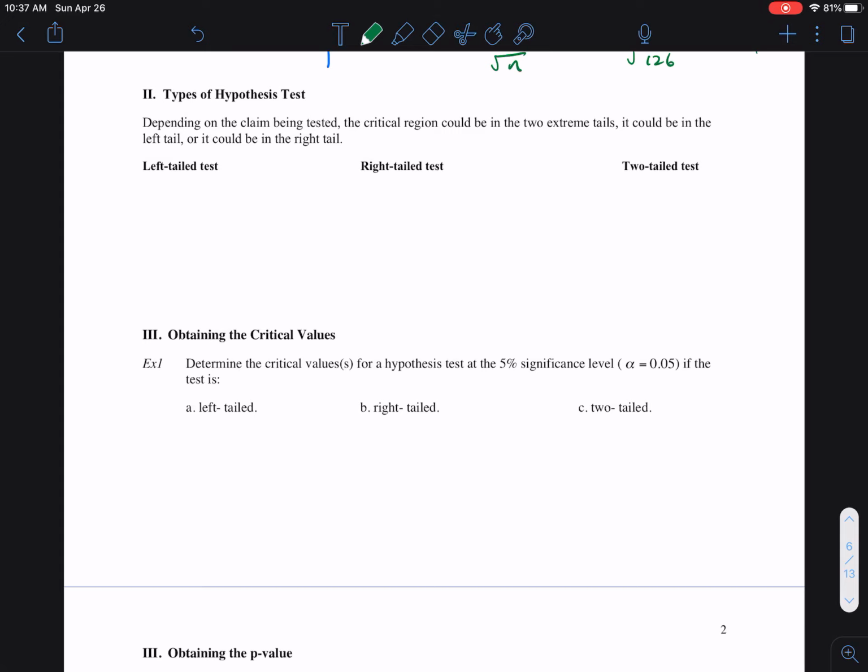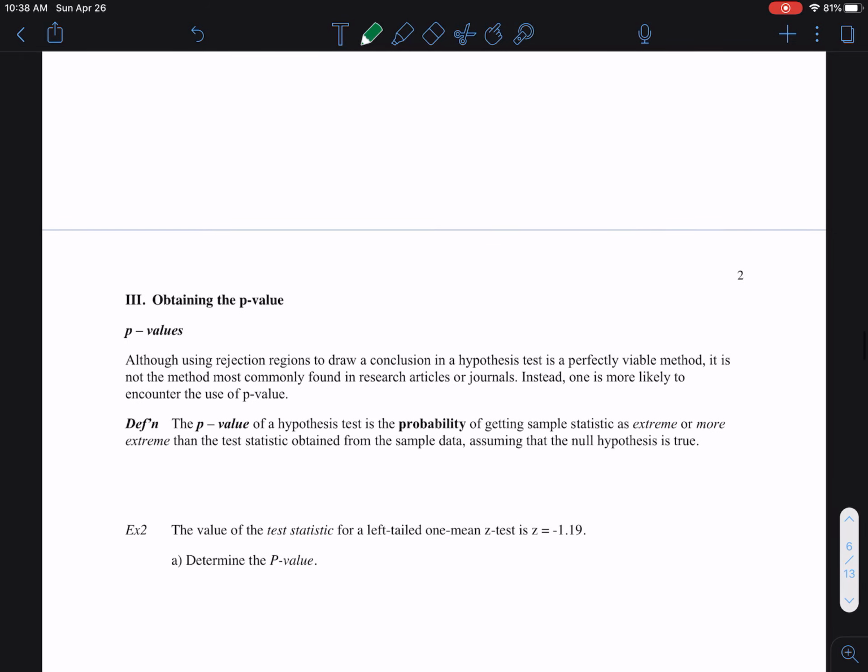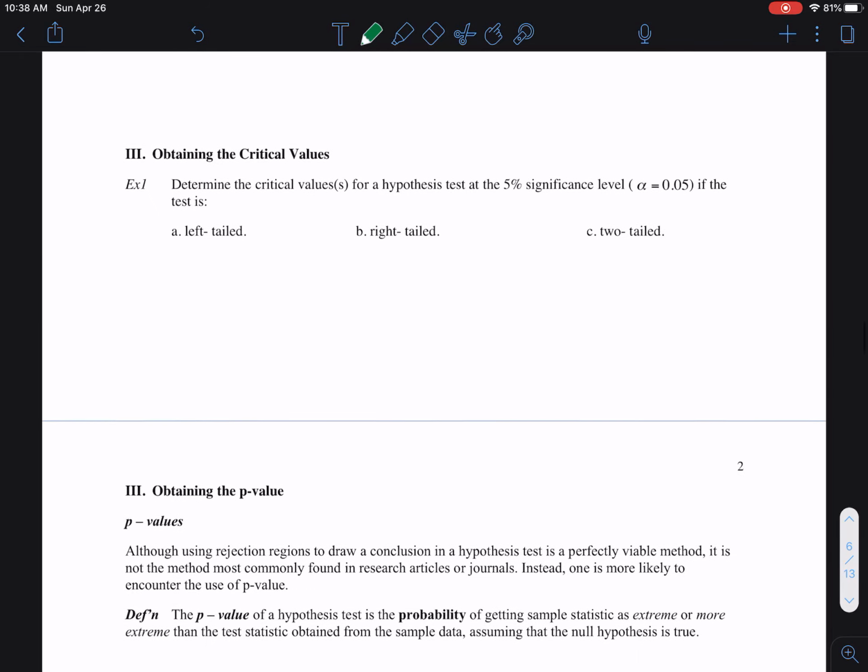All right, welcome back. In this video, we're gonna go over different types of hypothesis testing, and then how do we obtain the critical values. These are the boundary values that determine where our cutoff value will be, so that we either reject the null hypothesis or not. And then we're gonna go over how we obtain the p-value from the sample data as well.